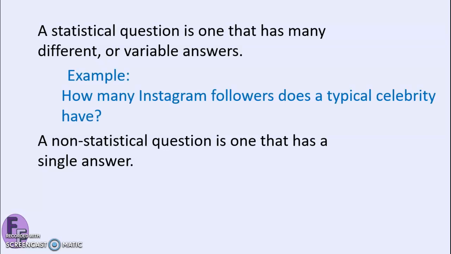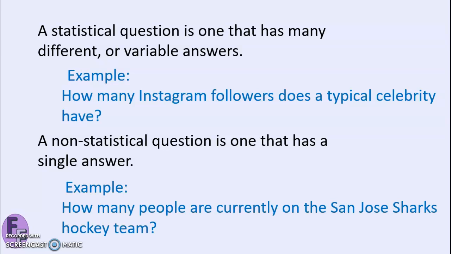An example of a statistical question is, how many Instagram followers does a typical celebrity have? Well, every celebrity is going to be able to give a different number for that. So you have a variety of answers. A non-statistical question, how many people are currently on the San Jose Sharks hockey team, is a finite answer. There is only one answer you can give for that. That makes that a non-statistical question.